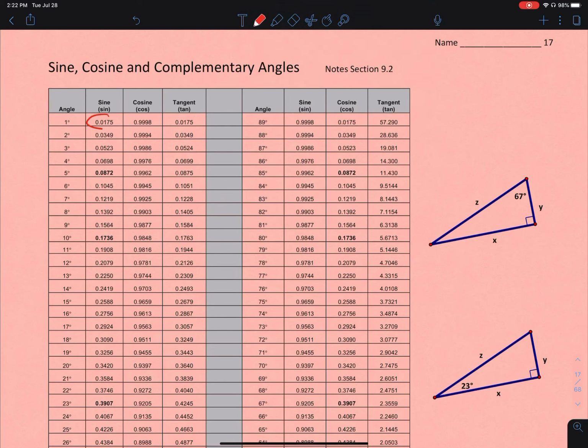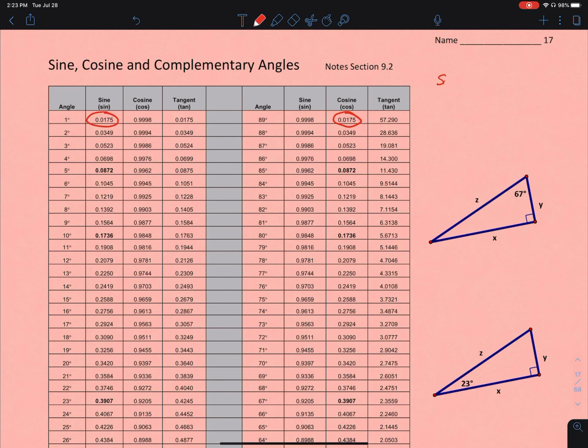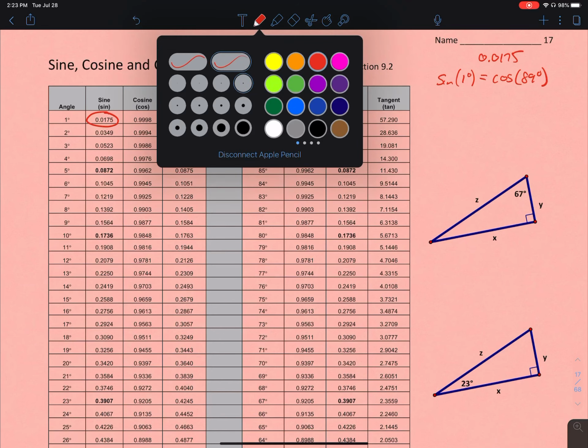Sine of 1 degree is 0.0175. Now where else on this table is the number 0.0175? If you take the complementary angle, cosine of the complementary angle is the same thing. Interesting. That means that sine of 1 degree is going to be equal to cosine of 89 degrees, because both of those are equal to 0.0175.